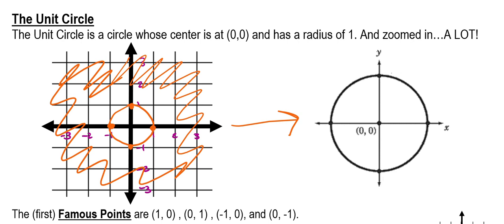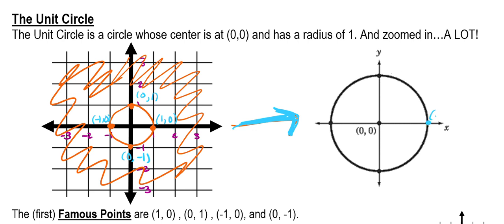And so we're going to look at the 4 points that we identified. So from my origin, when I move to the right one, I know that that is 1, 0. When I go up one, I know that that is 0, 1. Left one is -1, 0, and down one is 0, -1. So that creates the 4 famous points that we're going to be looking at today. I'm going to call them our star players.